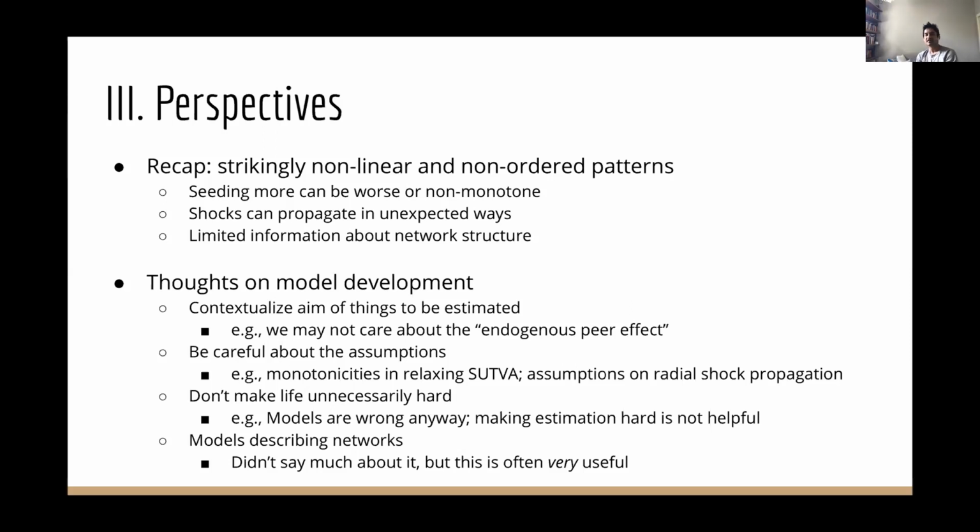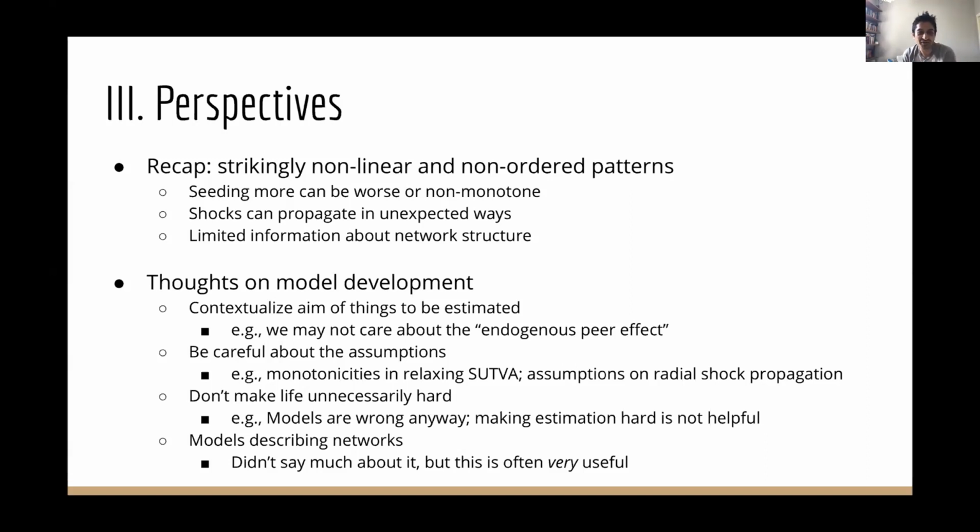The second thing is to be careful about assumptions, right? There are all these papers now relaxing SUTVA in important ways. And a lot of them assume more general forms of monotonicity. There are lots of contexts in which that makes sense, but there are probably contexts in which it doesn't. And it's beyond my pay grade to write it, but I know that that's the demand at least.